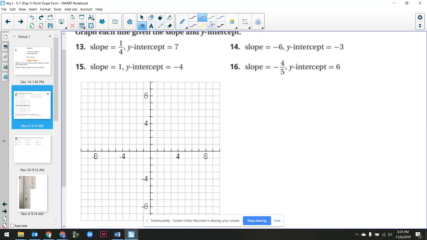And here is 15. Y-intercept is -4. Slope is 1. Now 1 just means I'm going to go up 1 over 1. All the way up and over. Okay. All the way down here. All the way through, diagonally through. Good, so that's 15. Check your answers there.